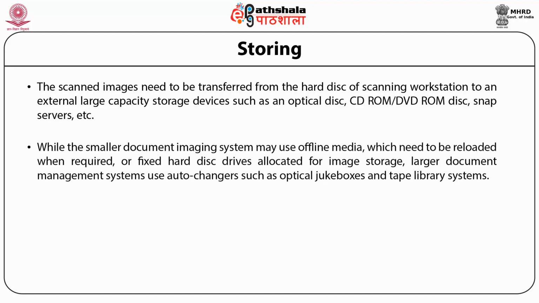While the smaller document imaging system may use offline media which need to be reloaded when required, or fixed hard disk drives allocated for image storage, larger document management systems use autochangers such as optical jukeboxes and tape library systems.